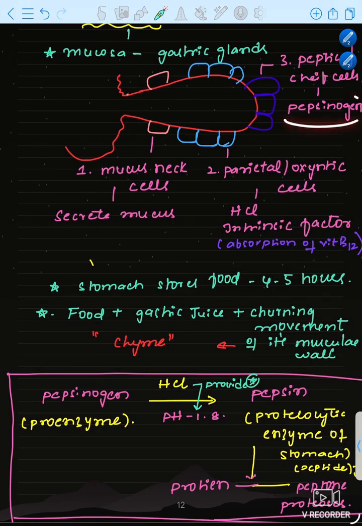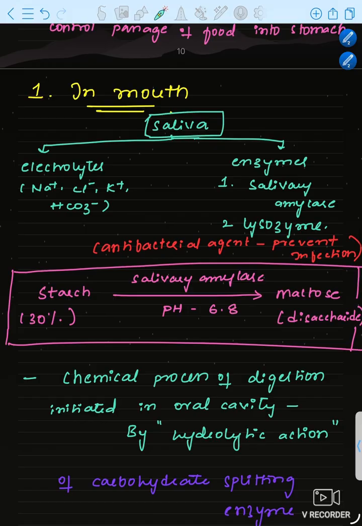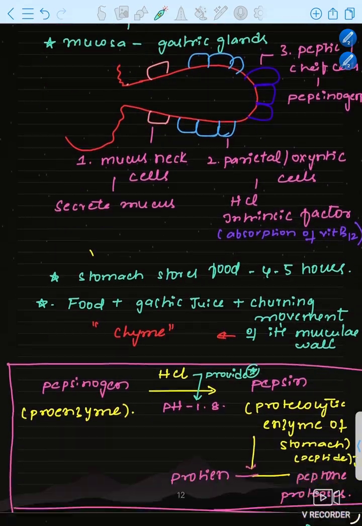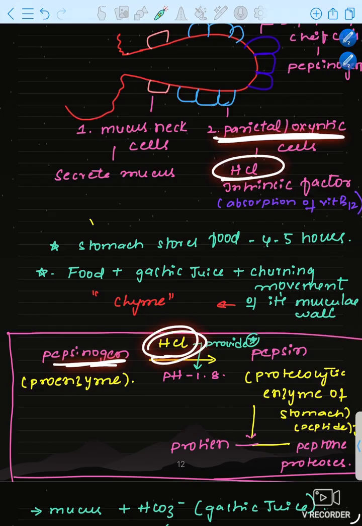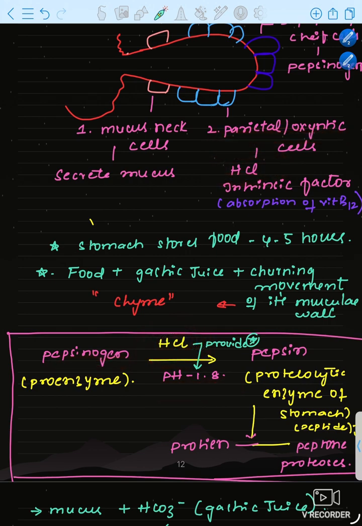See, in the mouth carbohydrate breakdown starts, 30% of starch, at pH 6.8. Now in the stomach, pepsinogen means protein breakdown will start, in the presence of HCl. See, parietal and oxyntic cells will release HCl, and the pH is 1.8. In the mouth it is 6.8, in the stomach it is 1.8.